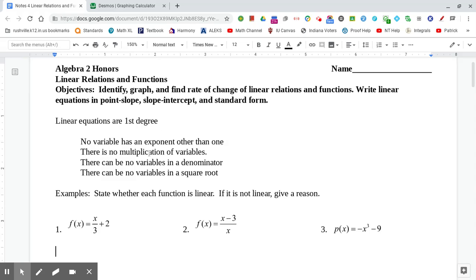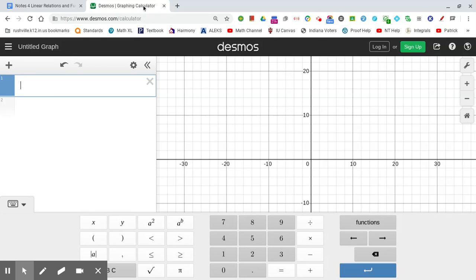Also, there can't be any multiplication of variables, there can't be any variables in the denominator, and there can't be any variables under a square root. So y equals x, there's the parent graph of a linear equation. Okay, let's go back and talk about those rules a little bit more.